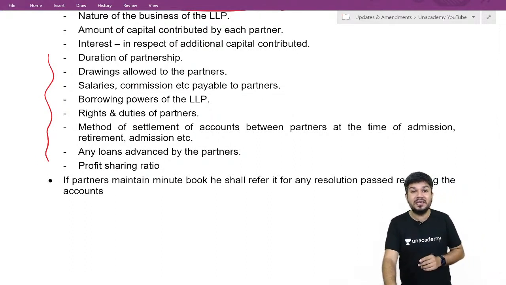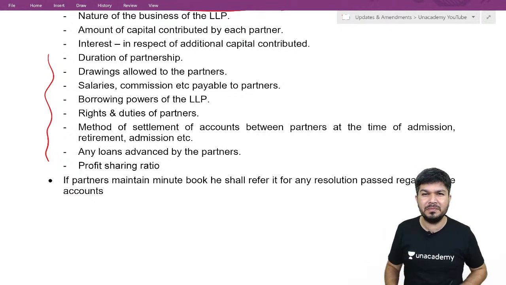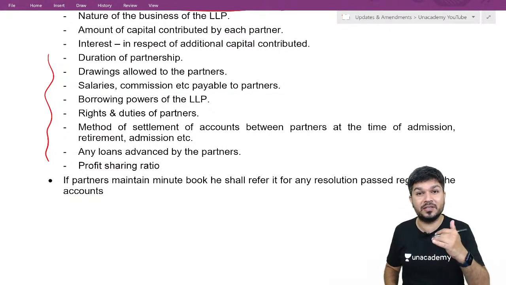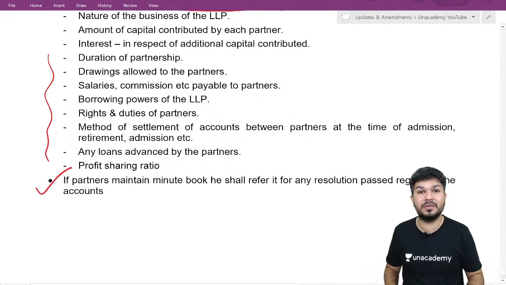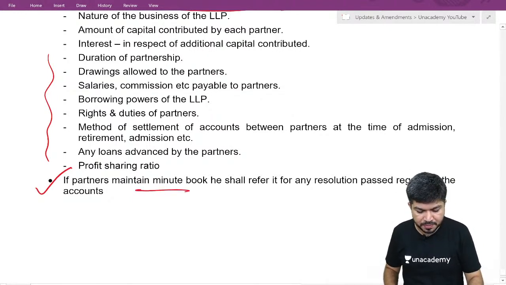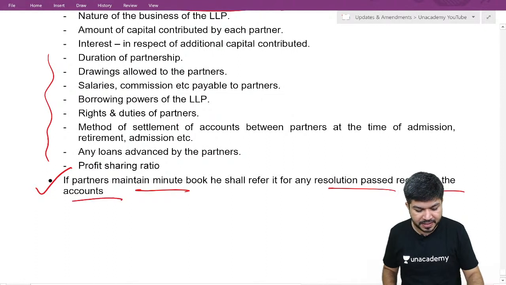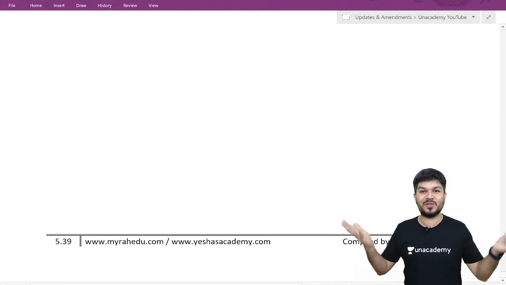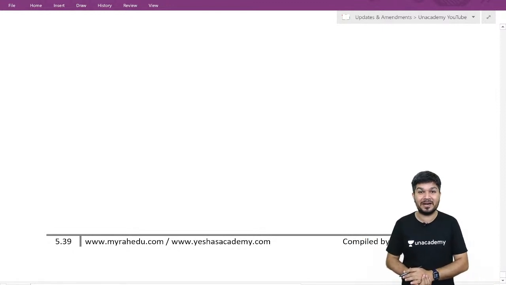Plus any meeting of partners which is related to books of accounts, any decisions taken relating to books, that all is also to be referred by you. Refer to the minutes book for any resolution passed relating to accounts. Done. This was your chapter of LLP audit.